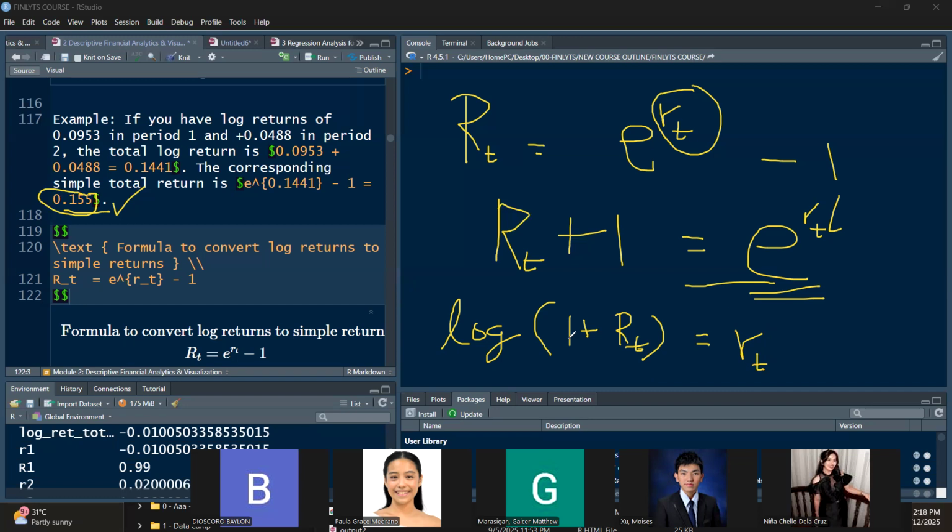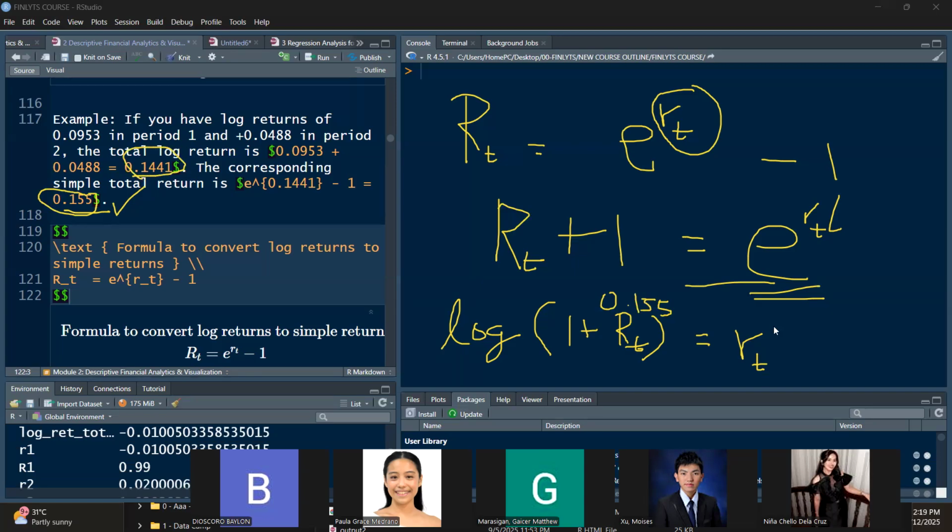So if you have 0.155, get the log of 1 plus 0.155, class. What do you get? Last question, class. Thank you. If we're trying to get the log returns, log of 1 plus 0.155, what's the answer, class, please? Okay, the answer is 0.144, which is this one, class.